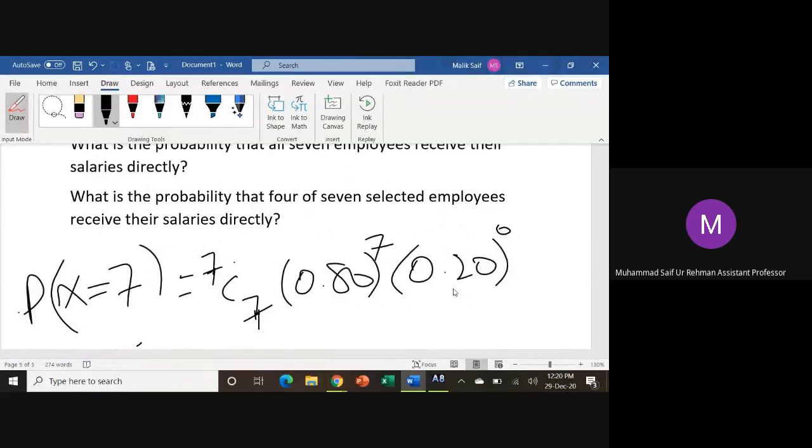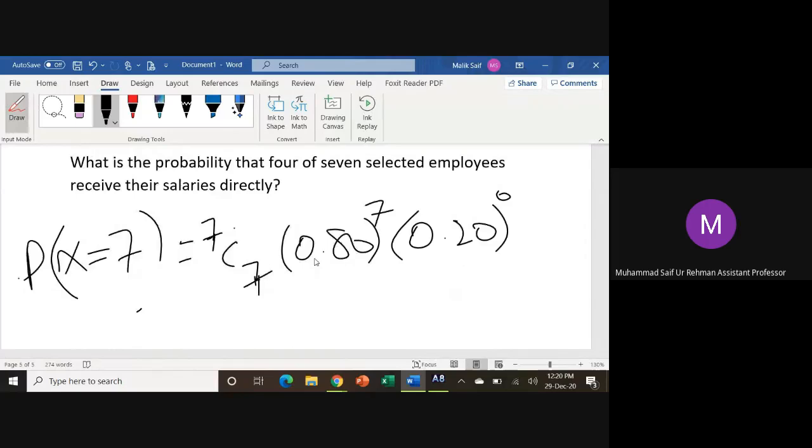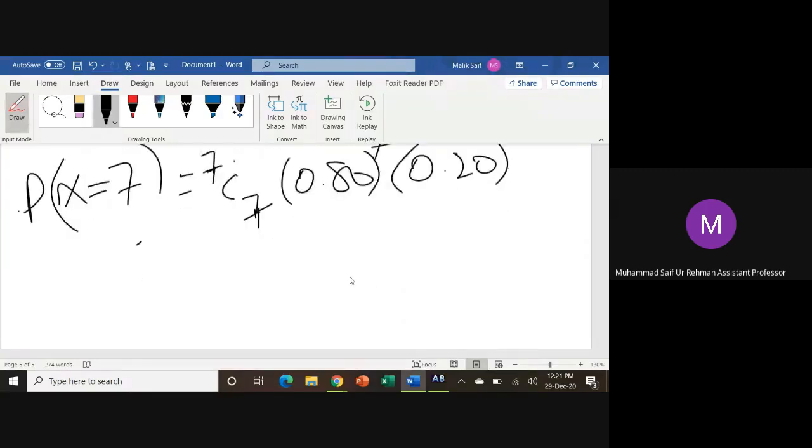And the probability of failure is that they are receiving cash. Okay. So 7C7 will become equal to 1. This 0.20 power 0 will equal 1. And so you simply have to take the 7th power of 0.80. Let us see what the answer is. 0.2097. So you can say 20.9% are the chances that all 7 employees are going to get their salaries in their accounts.